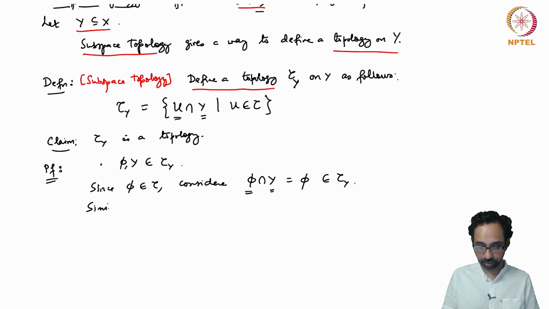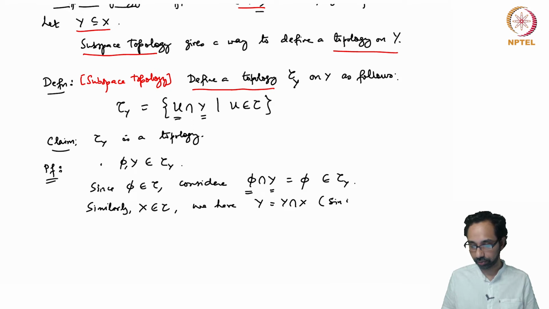Similarly, since X belongs to tau, we have Y, which can be written as Y intersection X, since Y is a subset of X. So Y is just Y intersection X, and this is of the form that we want as a member of this collection tau Y, and so this belongs to tau Y. So the empty set and Y belong to tau Y. Now we need to check that arbitrary unions and finite intersections are in tau Y.